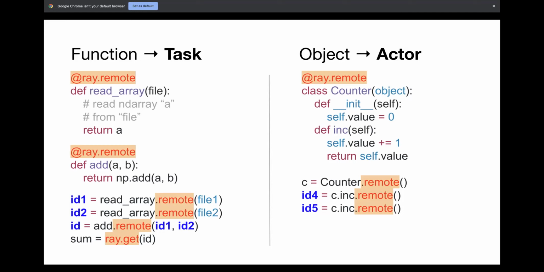Right. Similarly, for a class example, we have a simple class called Counter. It maintains one simple internal attribute called value. Every time you can increment the value, this is a basic unit of stateful computation, where you can maintain certain states. So similarly, just decorate the class with @ray.remote, and then you can trigger the class anywhere on the cluster.